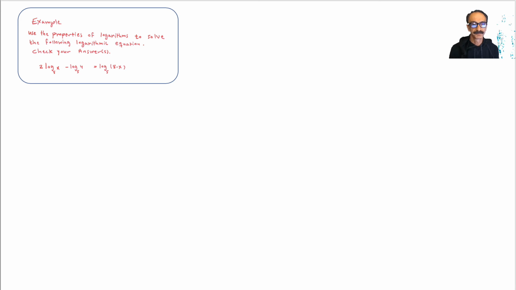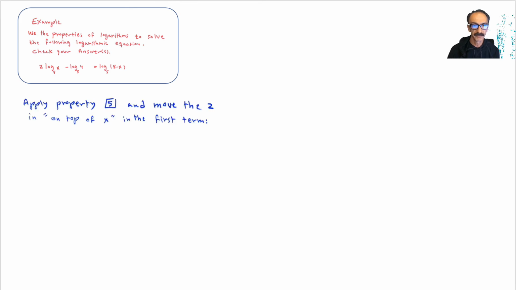Another example. This one is a little bit different, so we have to be careful. Use the properties of logarithms to solve the following logarithmic equation and check your answer or answers. First, the 2 is out. We're going to take it back in. So let's see how we could do that. Apply property number 5 and move the 2 back in, on top of x in the first term. Okay, we did that. 2 is back in.